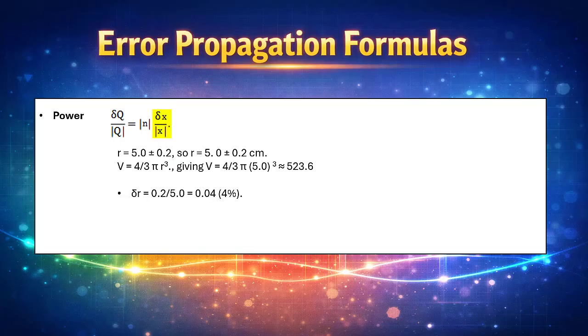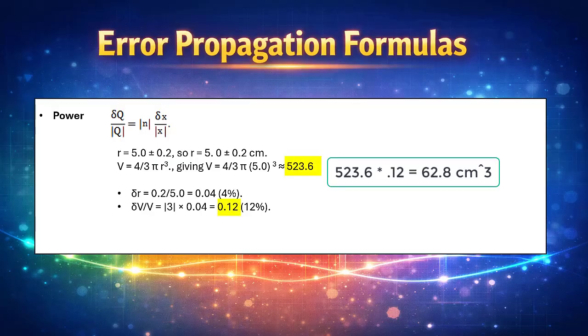First, the relative uncertainty delta R over R equals 0.2 divided by 5 equals 0.04 or 4%. For power 3 we have delta V divided by V equals the absolute value of 3 times 0.04 equals 0.12 or 12%. For practical use, calculate the absolute uncertainty. Without it, you only have a percentage, not the actual error bars needed. Delta V equals 0.12 times 523.6, which is about 62.8 centimeters cubed.